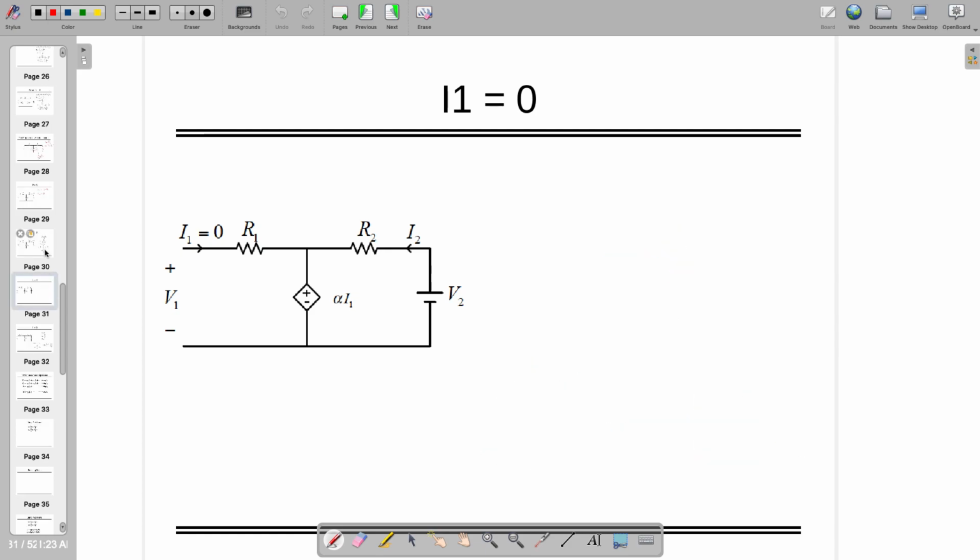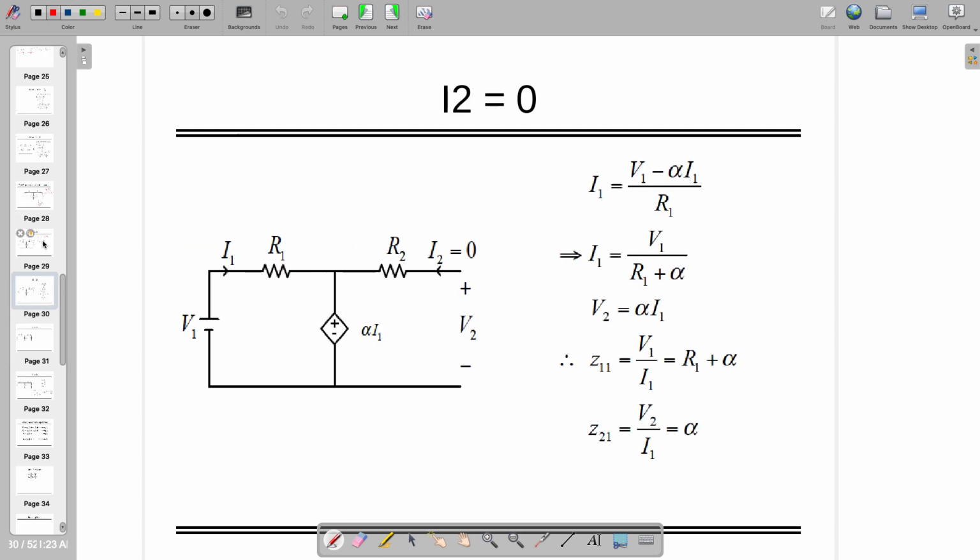Okay, so I solve this. This is a solution, but there are many ways to solve this: KCL, KVL, whatever way. I can also write V1 equal to R1 plus I1 plus alpha I1. So there are many ways to solve this.